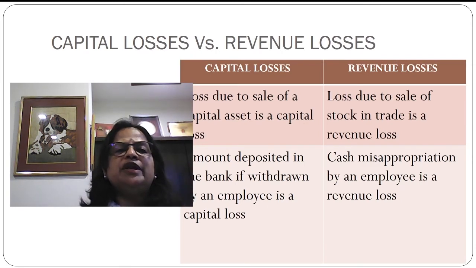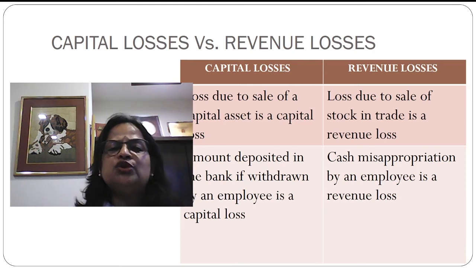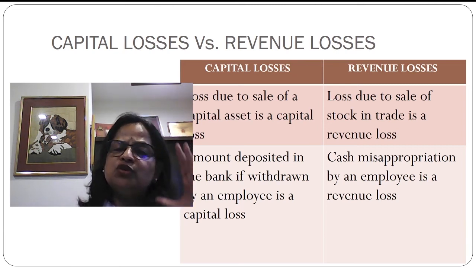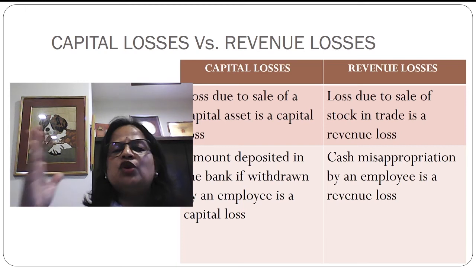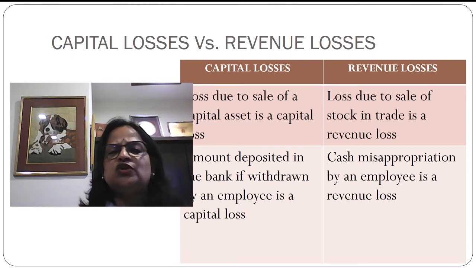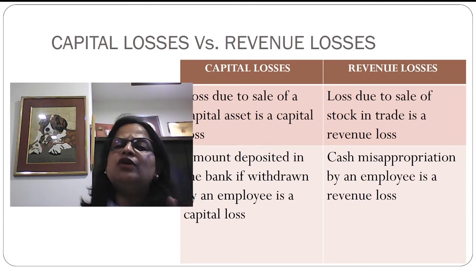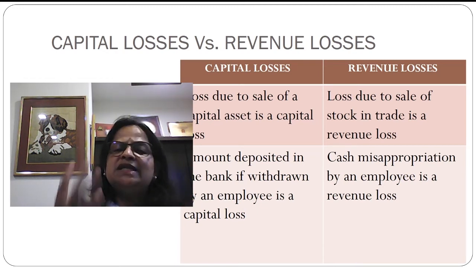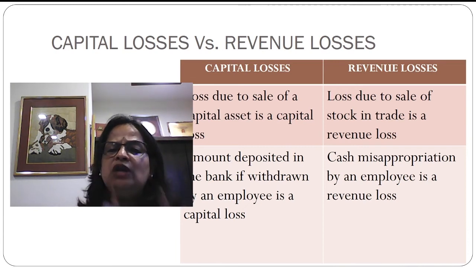Now coming to the last point, capital losses and revenue losses. Capital losses, you have to remember, loss due to sale of a capital asset is a capital loss. Imagine you are an educational institution and you have a school bus which you have used for 10 years. After that, if you want to sell that school bus, definitely you will get a loss only. So any loss due to a capital asset will be a capital loss. Whereas if you buy house property or land, appreciation will always be there, but in the case of vehicles you will always get a loss. So any loss related to a capital asset is a capital loss.